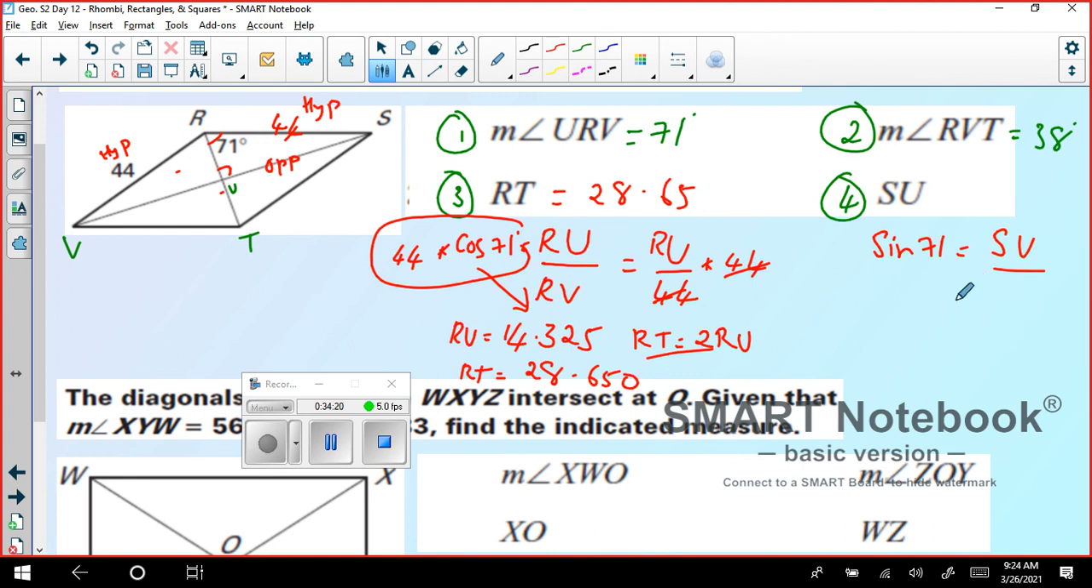SU over hypotenuse, which is RS. Sine 71 equals SU over 44. Simplifying further, multiplying by 44 on both sides, I get SU equals 44 times sine 71, which gives us 41.603. This is our SU.